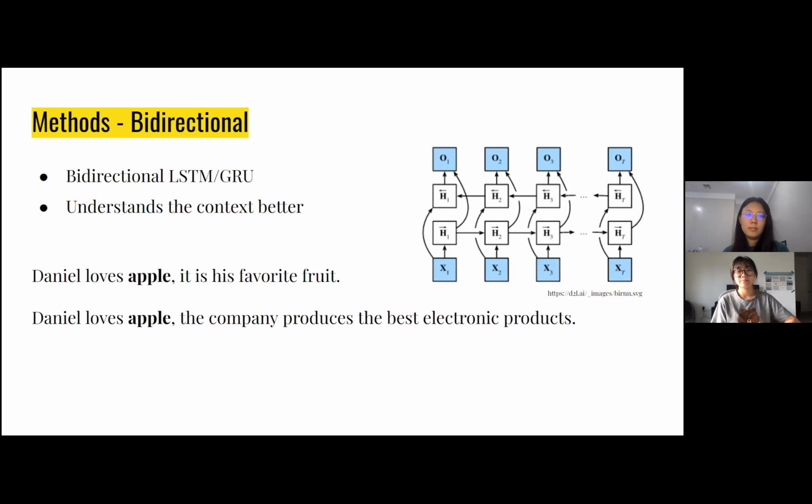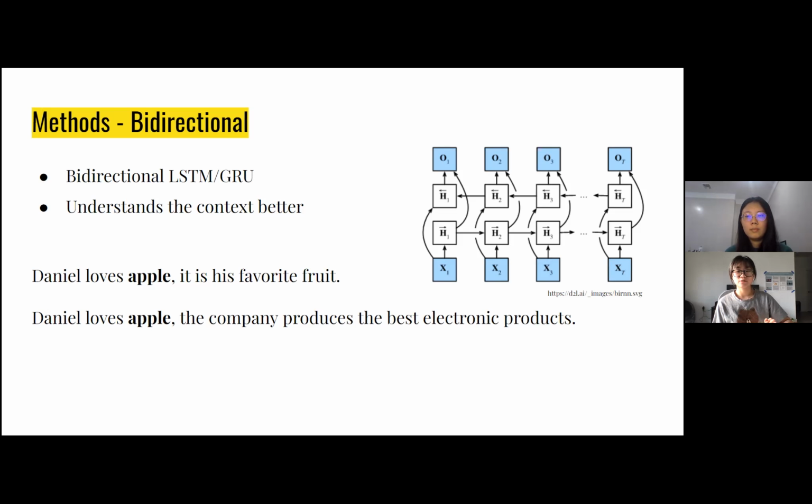GRU and LSTM are commonly used for natural language processing. But one downside is they are unidirectional methods and can only preserve information from the past. This can lead to difficulty in understanding the meaning of a word. So let's look at two example sentences. Daniel loves apples. This is his favorite fruit. Daniel loves Apple. The company produced the best electronic product. Both sentences contain the word apple, but with different meanings.